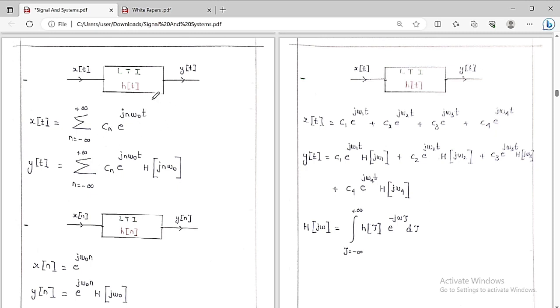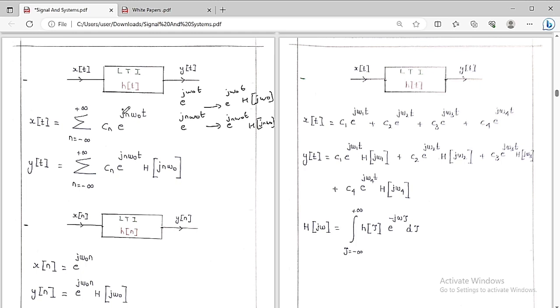And I already told you, if the input is e to the power of j omega naught t, then the output we are going to get is e to the power of j omega naught t into h of j omega naught. Suppose the input is e to the power of j n omega naught t, then the output we are going to get is e to the power of j n omega naught t into h of j n omega naught. Same thing we have written.